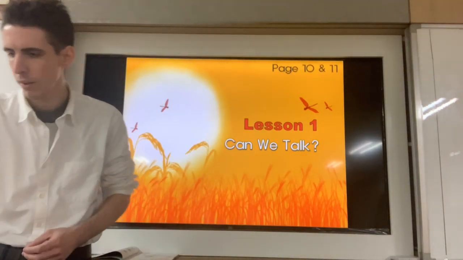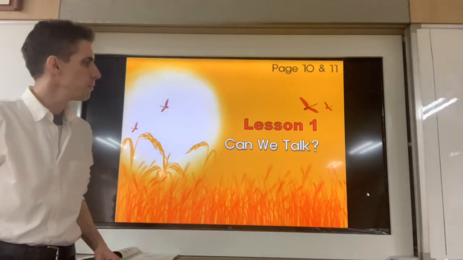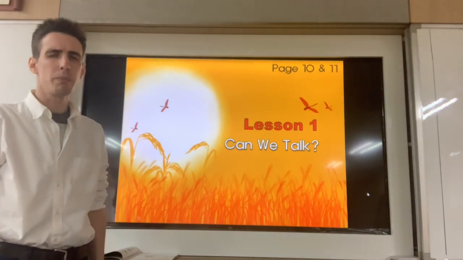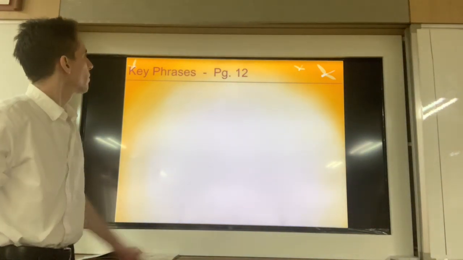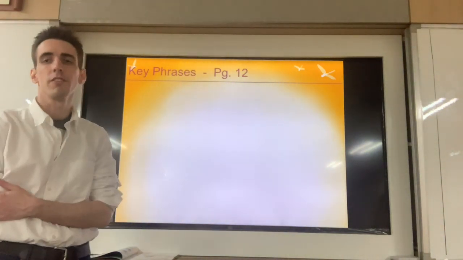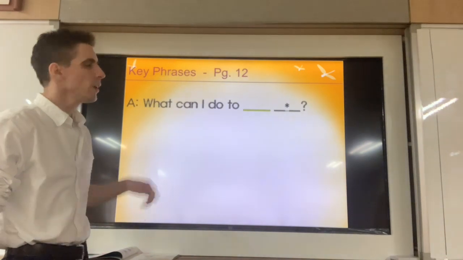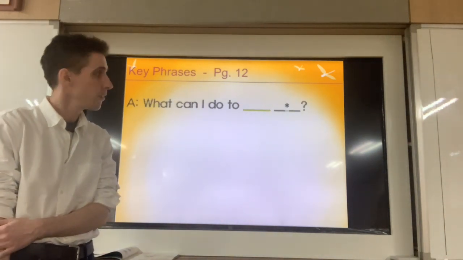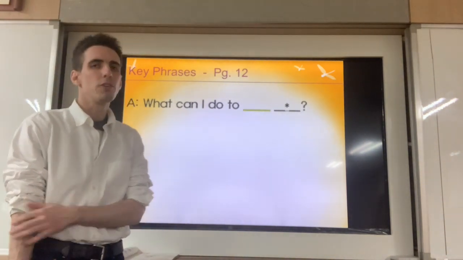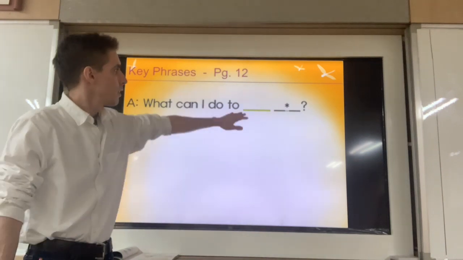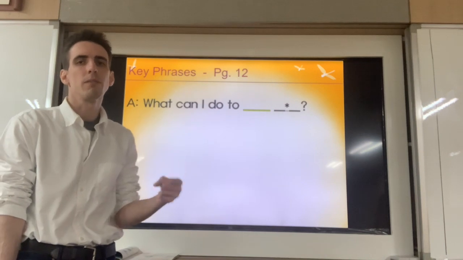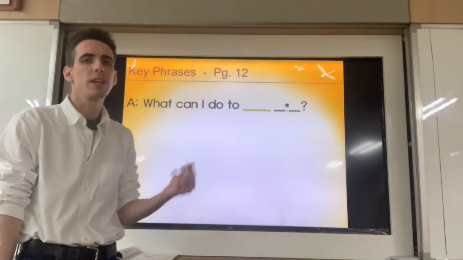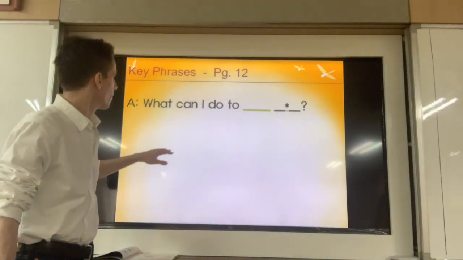All right. We have many key phrases to learn today, but it shouldn't be hard. Okay, so page 12, key phrases. The first key phrase, what can I do to blank blank? The green line asks for a verb. Play, study, learn, eat. Okay?